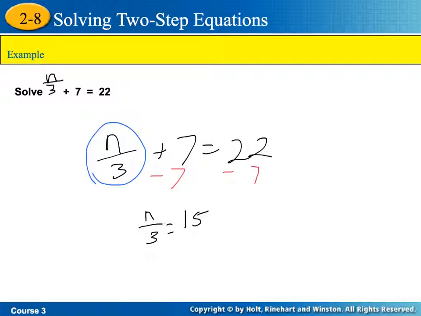Now, what's happening to the variable with the n over 3? Well, it's being divided, so we need to multiply each side by 3. n is equal to 45. You undo the entire equation as we are working through this. We got rid of the 7 by subtracting. On inverse operations, subtraction, that's how you get rid of it. Don't forget inverse operations this entire time.